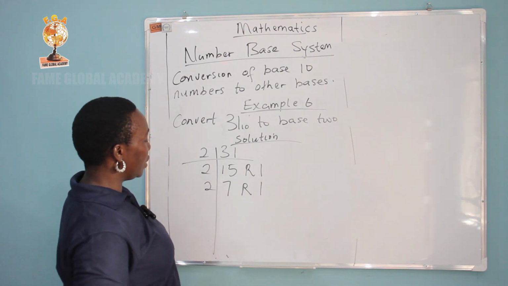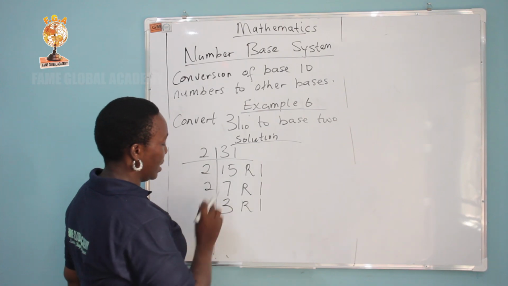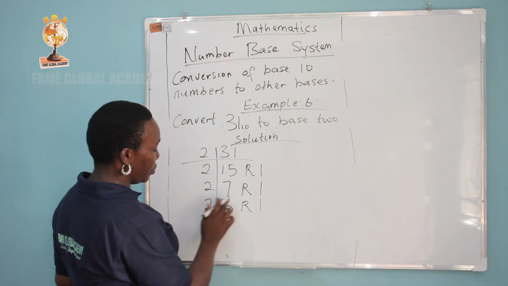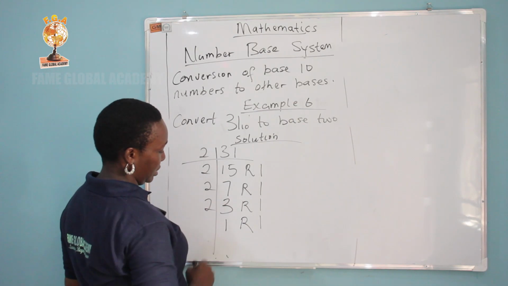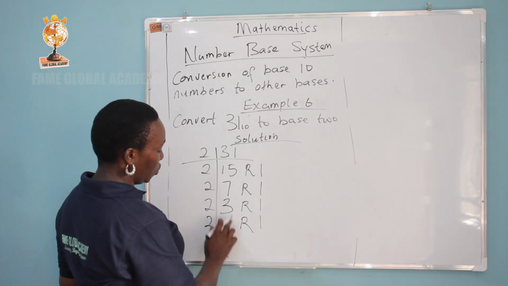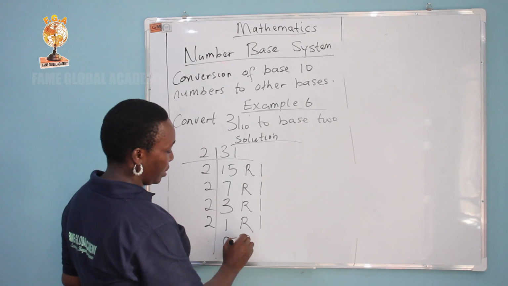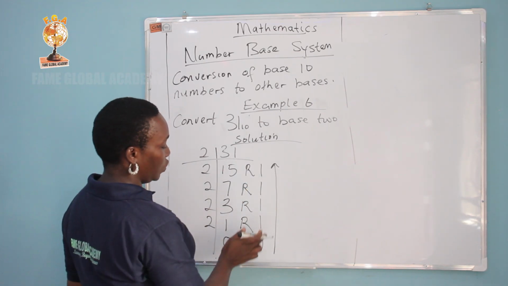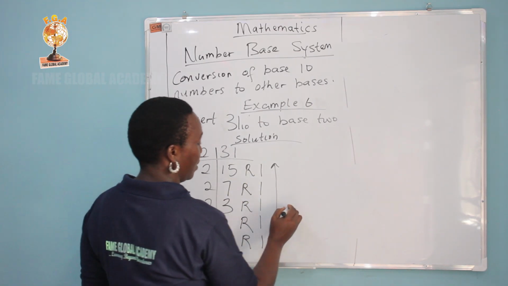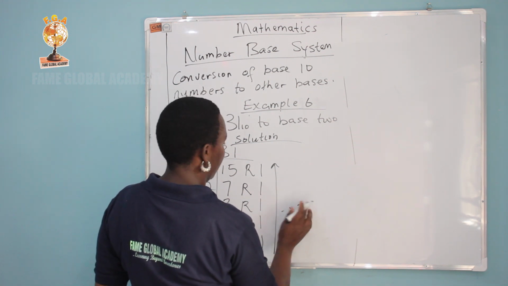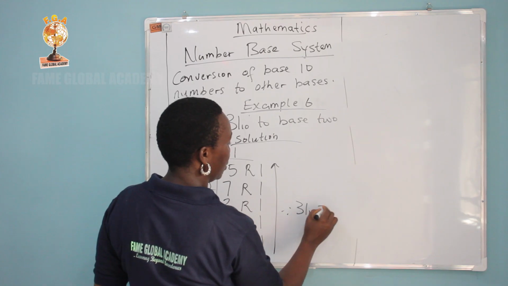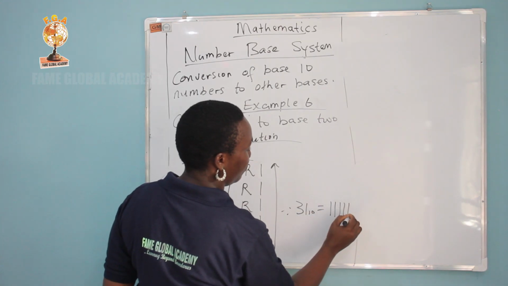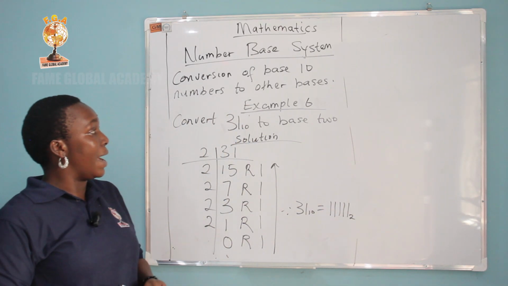Okay, 2 again will go. 2 into 7 will give us 3. Remainder 1, because 3 times 2 is 6. 7 minus 6 will give us 1. So we'll go again. 2 into 3 is 1. Remainder 1. Then 2 goes again. 2 into 1 is what? 0. Remainder 1. So our answer, you read it from down to up. So it's 1 1 1 1 1. You say therefore 31 base 10 is equal to 1 1 1 1 1 base 2. Alright, so that's our answer.